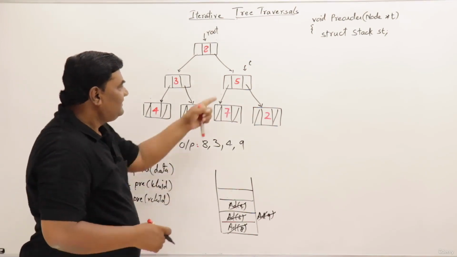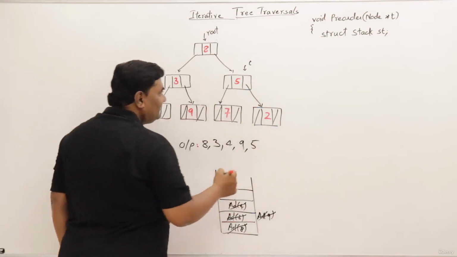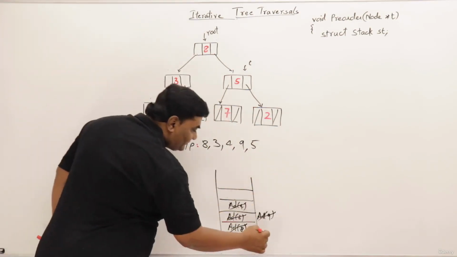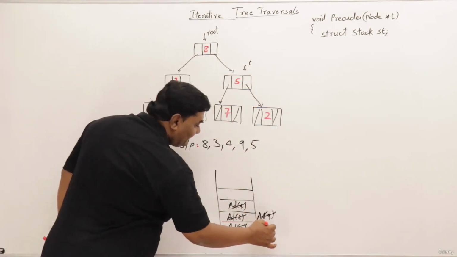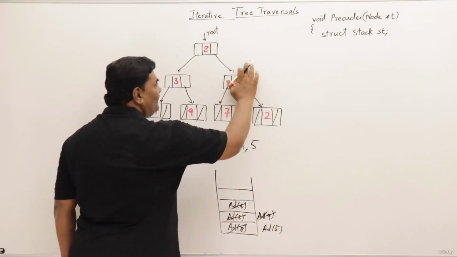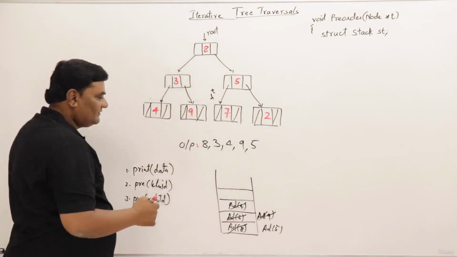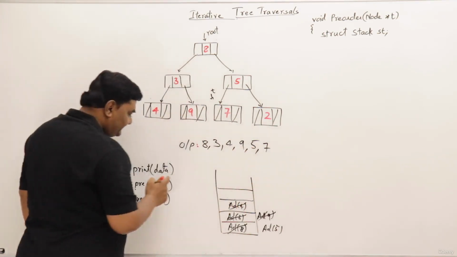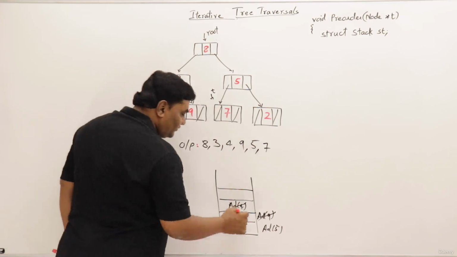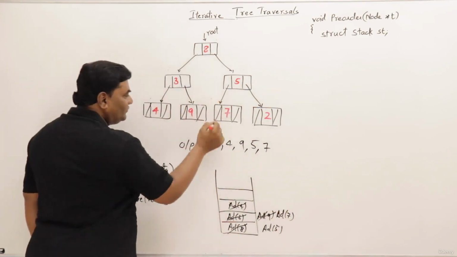Now continue. T is not null, yes. So what to do? Print 5, right? And push the address of that 5 into the stack. This is the free space now. Then move t to left child. Again t is not null. Do what? Print 7, go to left child. Before going to left child, insert the address of 7 into the stack and go to left child.